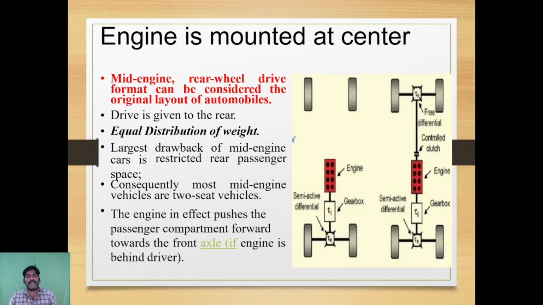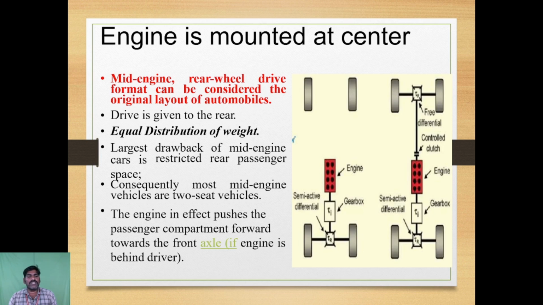Engine is mounted at center. Mid-engine rear-wheel drive format can be considered the original layout of automobiles. Second one, drive is given to the rear. Third one, equal distribution of weight.